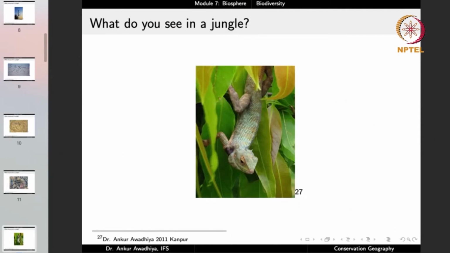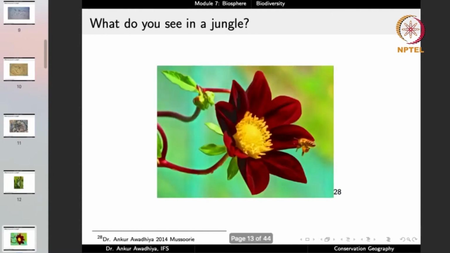Or if you look closely, you'll find small animals or insects. So we have a great amount of insect diversity in our forests. Insects play a very big role as pollinators. So they carry the pollen from one flower to another flower. And in this process, they help the plants in fertilization.